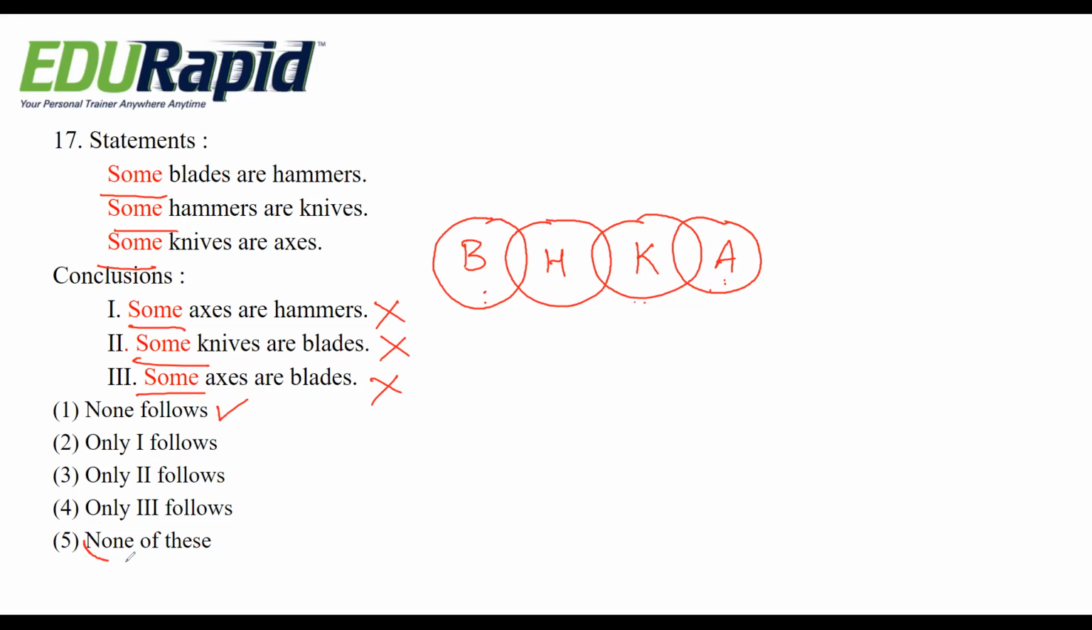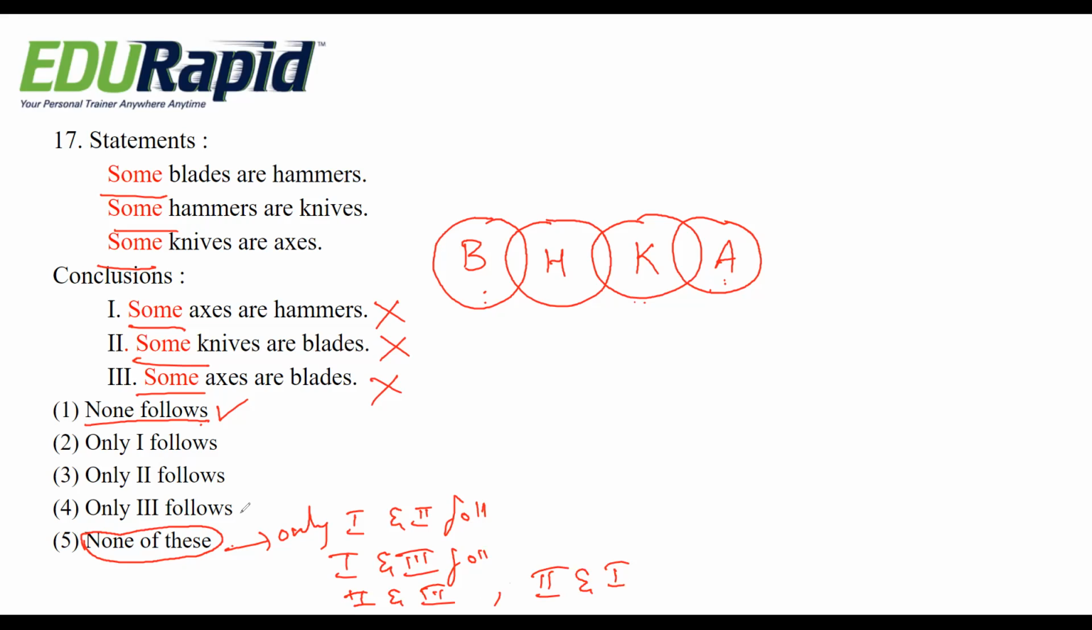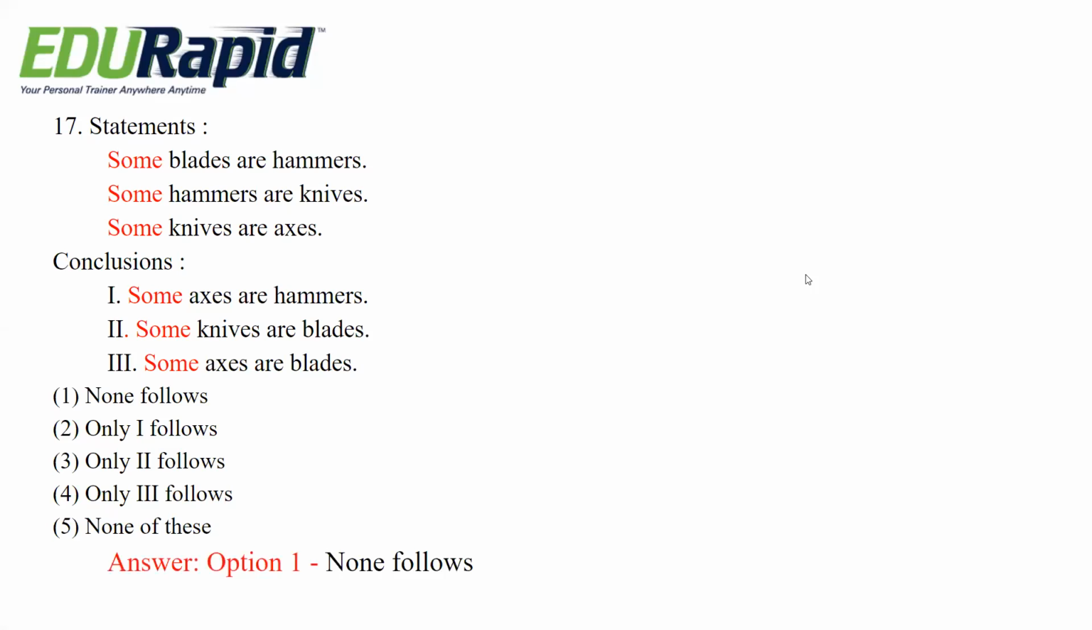Also remember there is another option, none of this. Don't put none of this, because there's a difference between none follows and none of this. None follows means all three are wrong. None of this means there may be a possibility that only conclusions 1 and 2 follow, or 1 and 3 follow, and if such a combination is not in the options, then you write none of this as the answer. Please try to understand there is a lot of difference between none follows and none of this. So for this the right answer is none follows because all three conclusions are wrong. That is option 1, none follows.